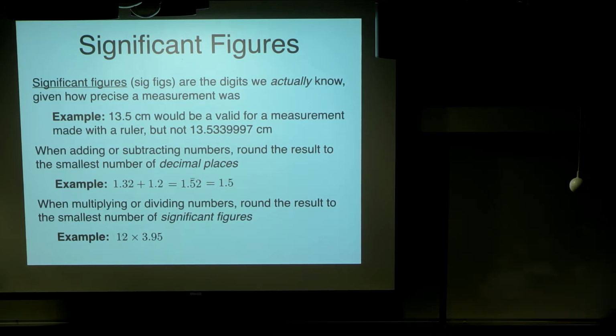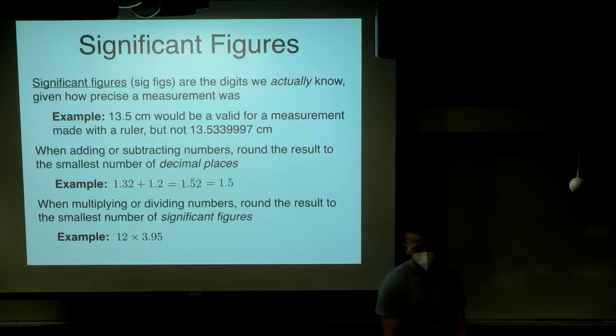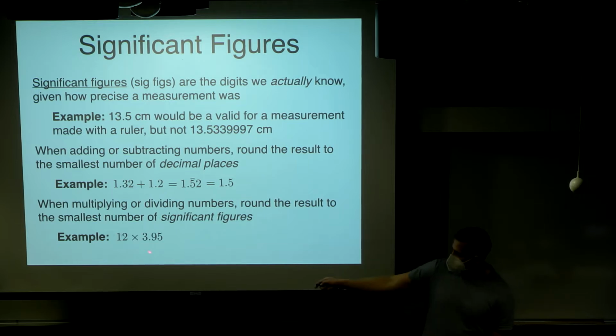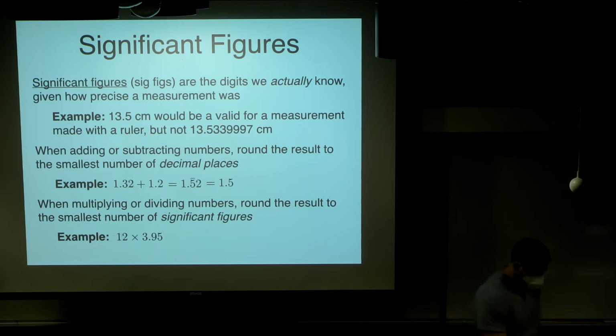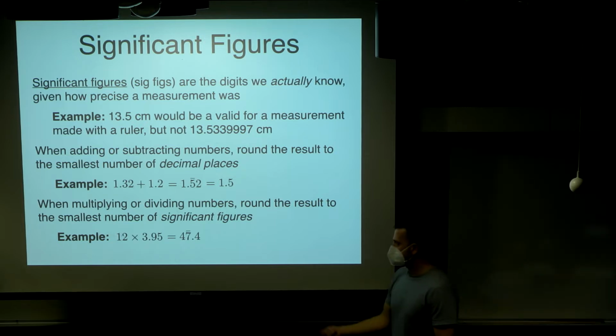All right? And then when it comes to multiplying or dividing, it's a slightly different rule. The rule is we round the result to the smallest number of significant figures out of all the numbers in our calculation. So a quick example is 12 times 3.95. Let's say those are two measurements that are going into some calculation. If you punch that into your calculator, you'll get 47.4.